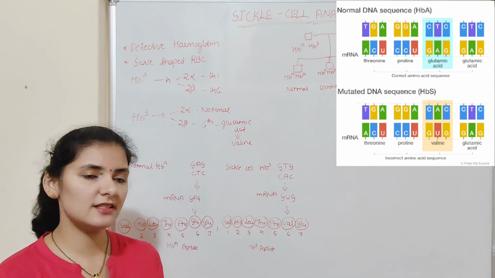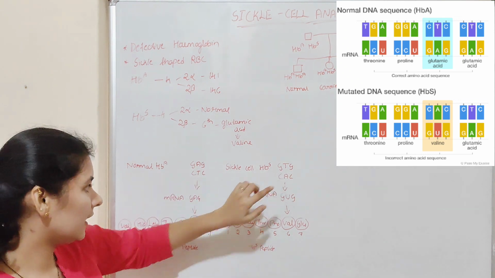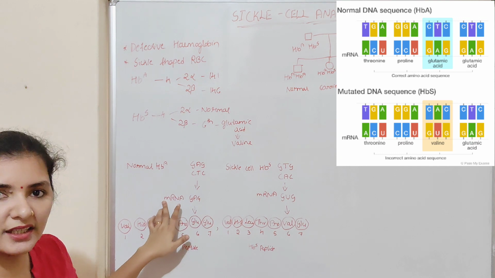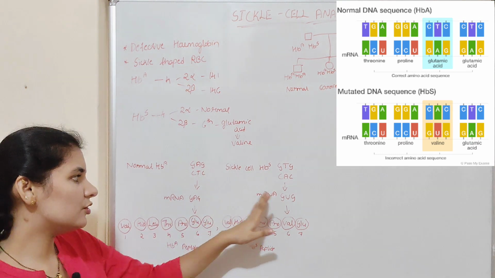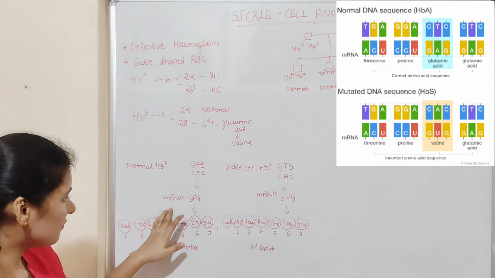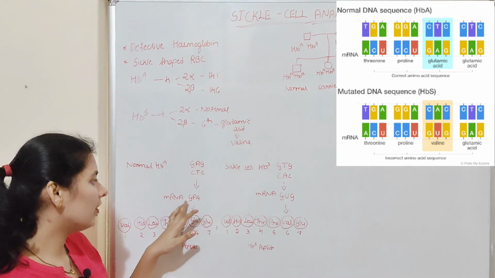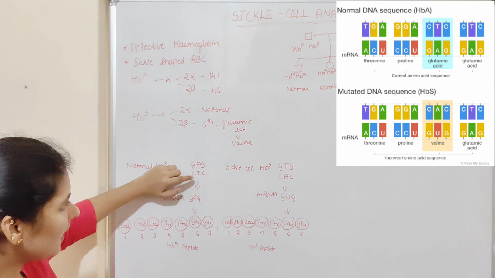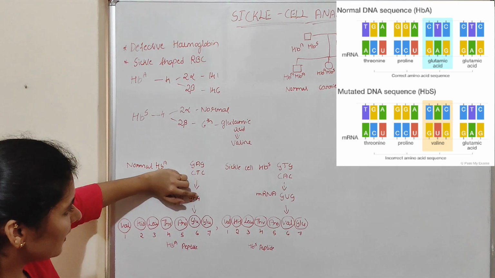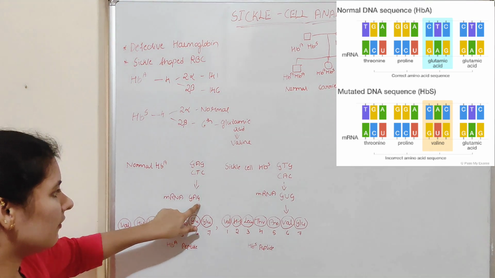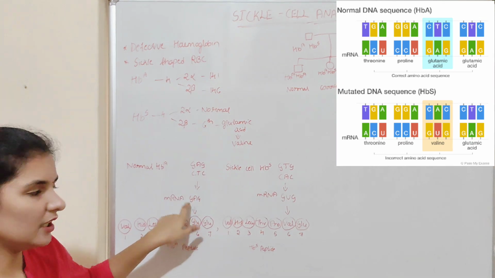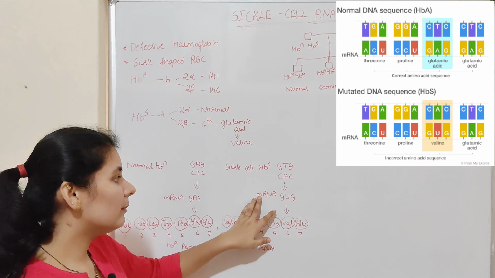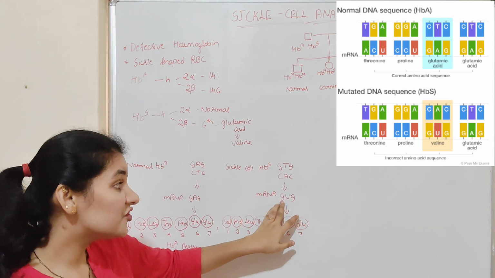Because of this single base substitution from T to A, during protein synthesis, the mRNA will have 2 different types of complementary codons in the 2 different cases. In the first case, the mRNA has the complementary codon GAG. So here C pairs with G, T pairs with A, C pairs with G. So this mRNA has the complementary codon GAG in the normal case. Whereas in the case of sickle cell anemia, the mRNA has the complementary codon GUG.